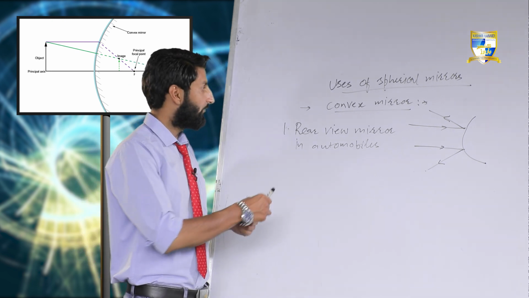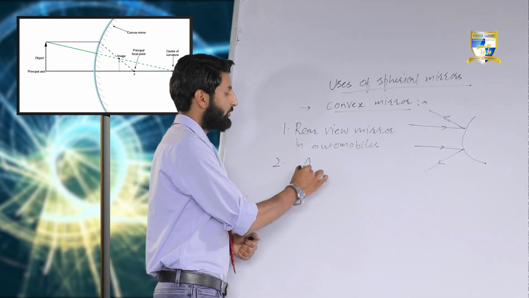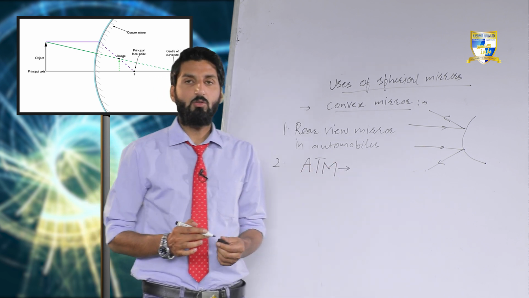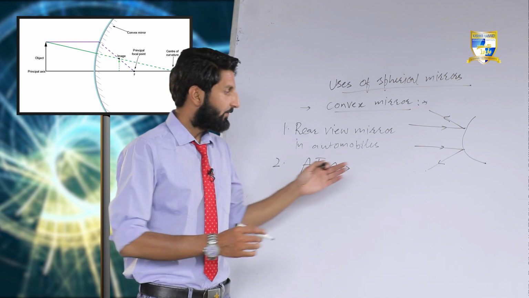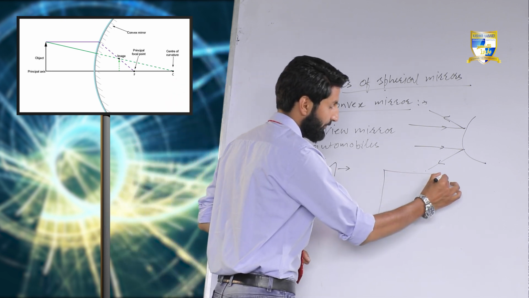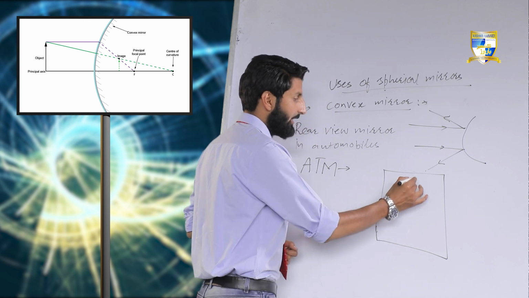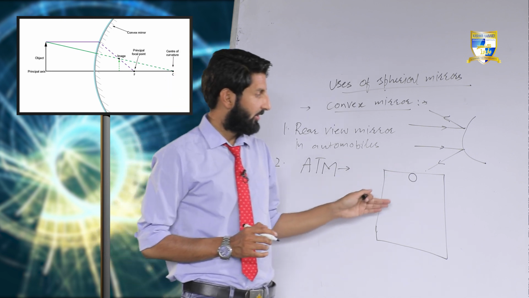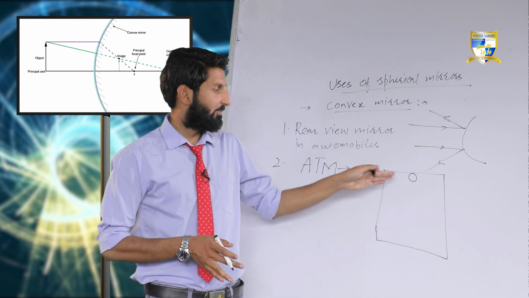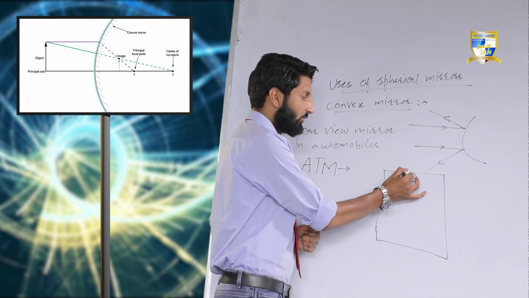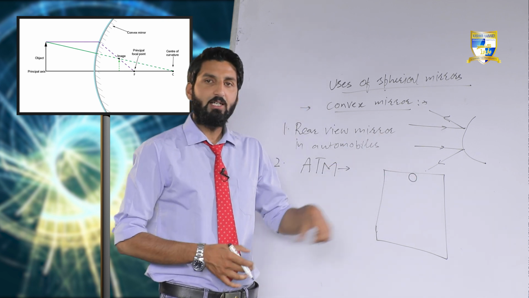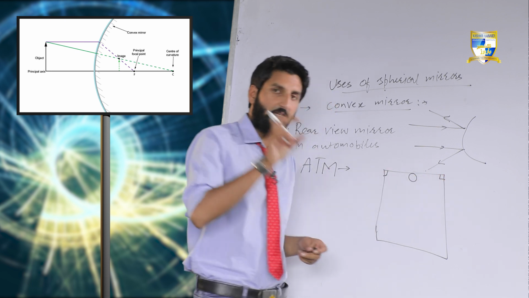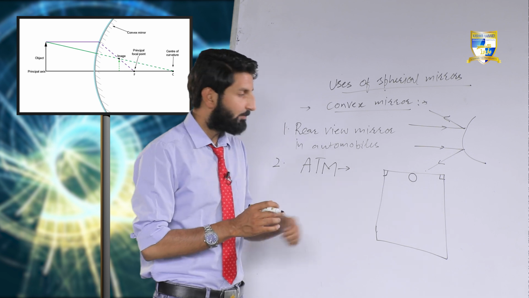The second use of convex mirror is in ATM, automated teller machine. Now, if you see the machine, there is a small circular portion at the head of the machine. So, people treat it as a camera. It's not a camera, it's a small circular portion, it's a convex mirror. Either it's placed in the center of the machine or at the corners, a very small circular portion. Why is it placed there?